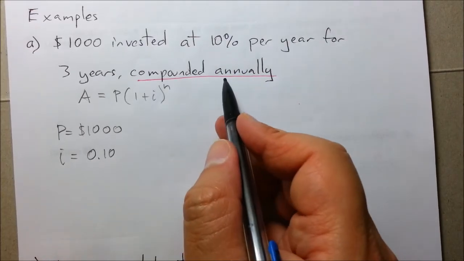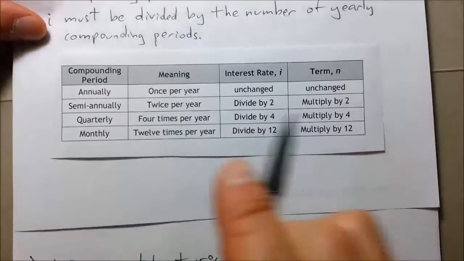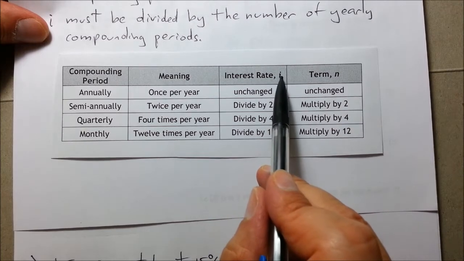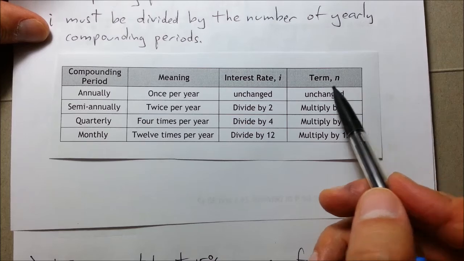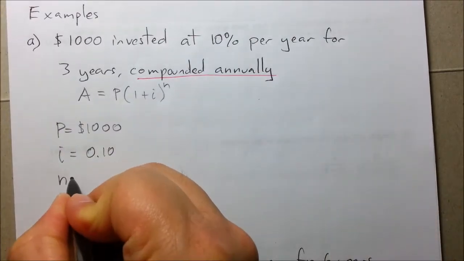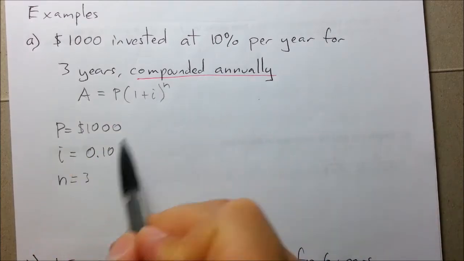It says compounded annually. So we go to our chart here. It says compounded annually, once per year. What do we do with I? Well, nothing. So we leave it the same. What do we do with n? I'm kind of jumping ahead. We do nothing as well. Okay? So we leave it. N is going to be equal to 3 years. And since it's annually, it remains unchanged.